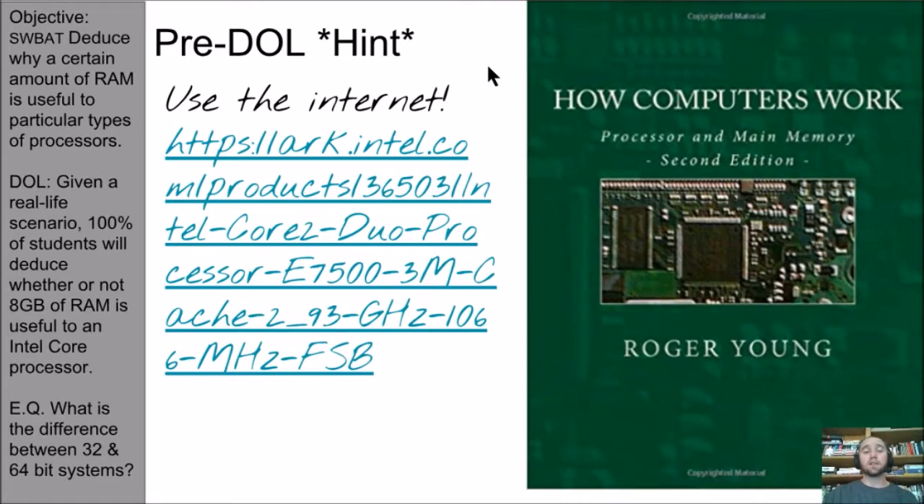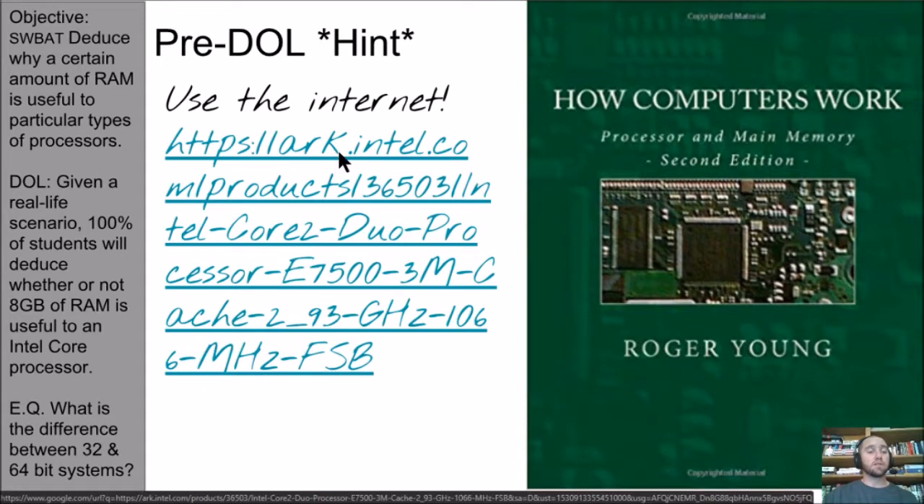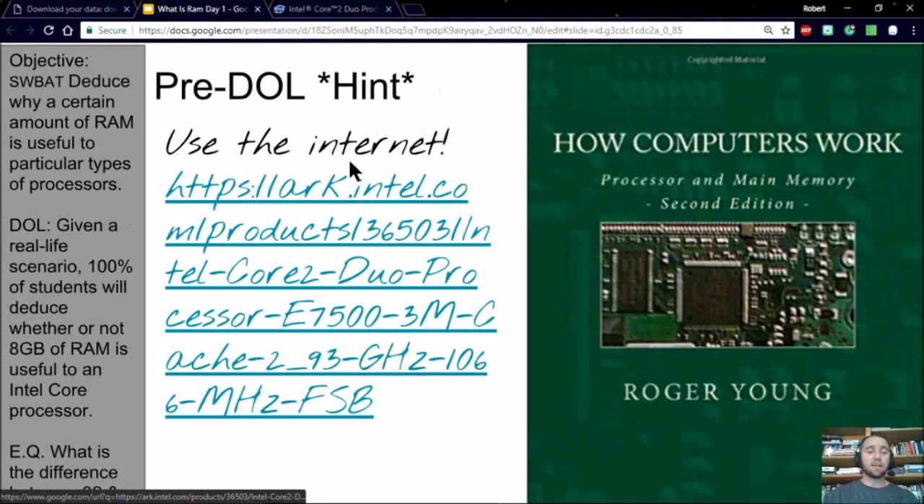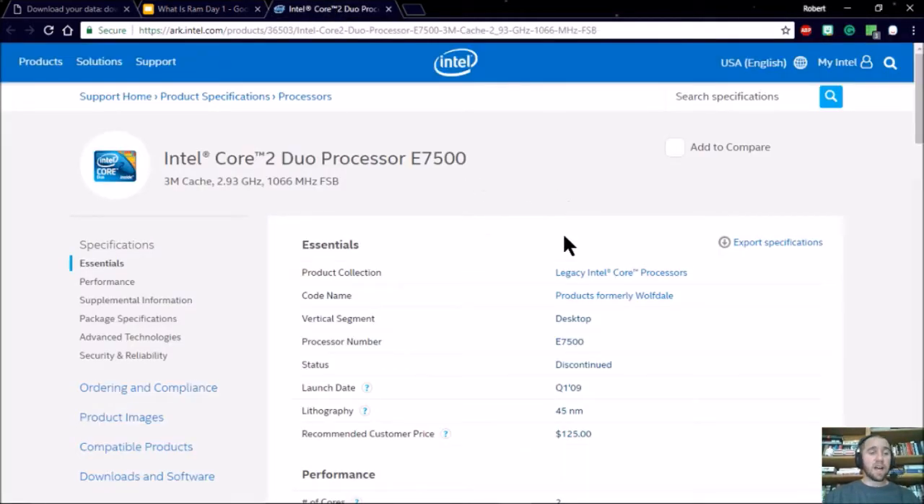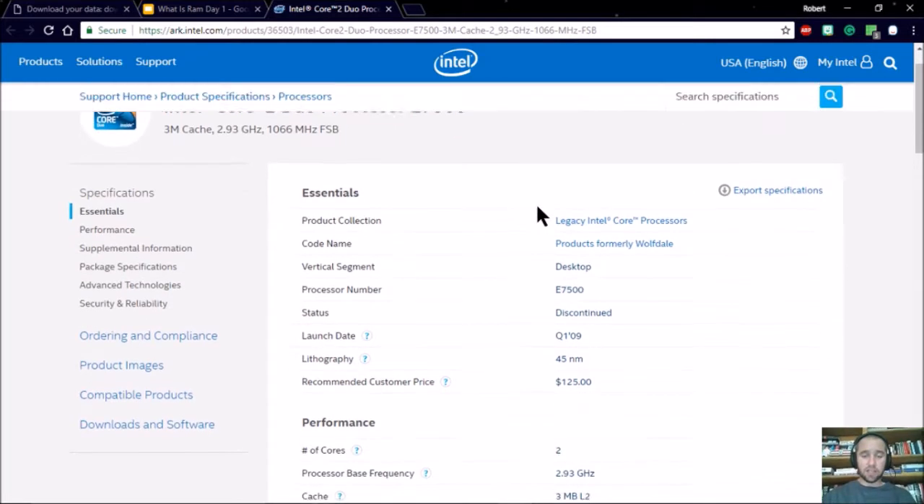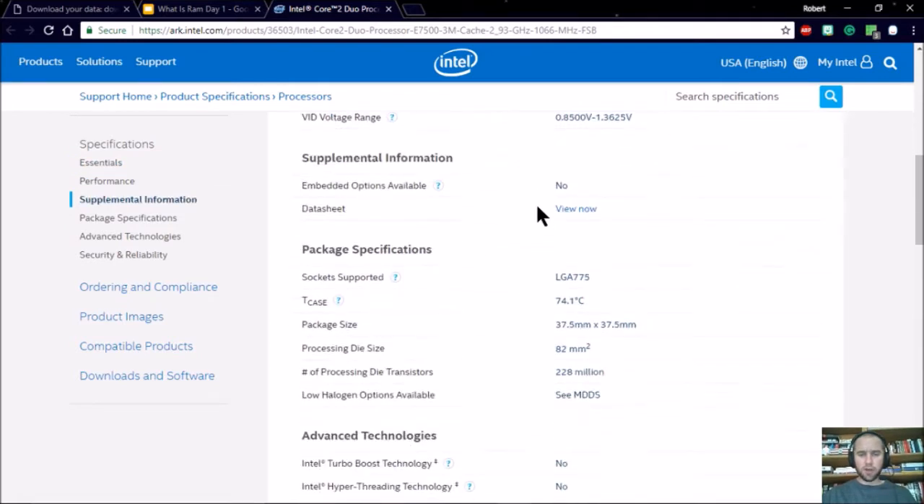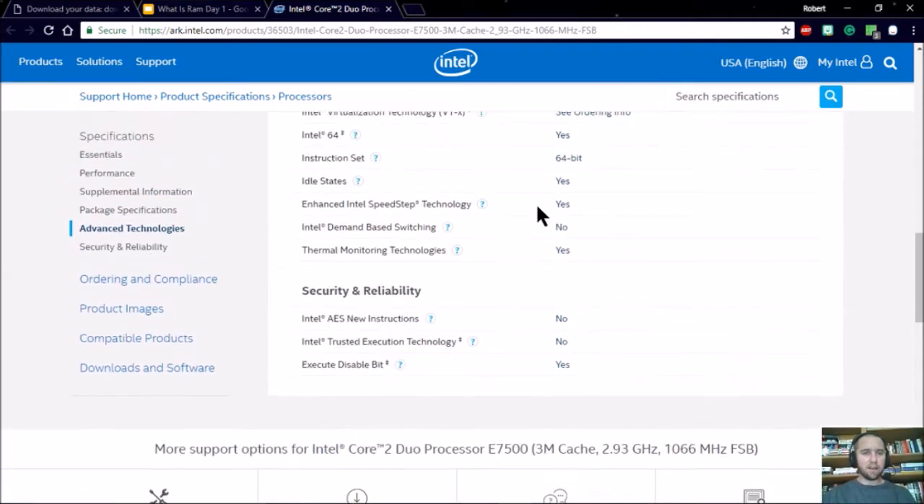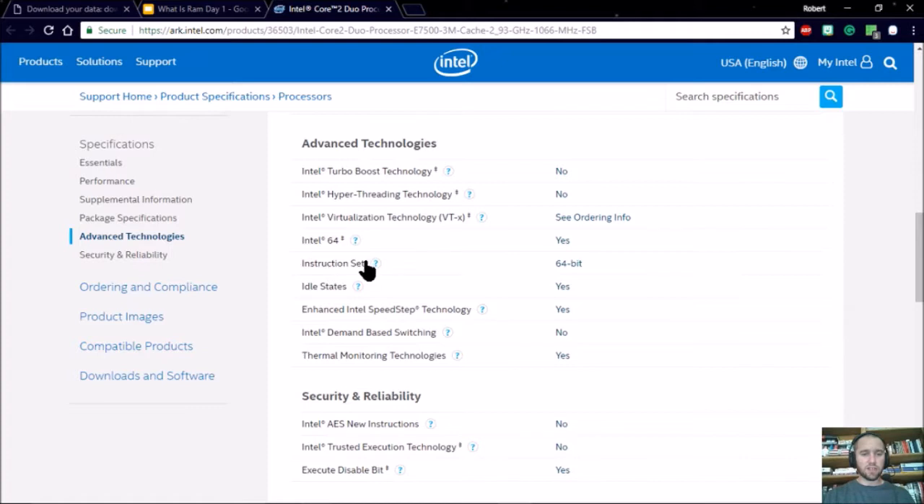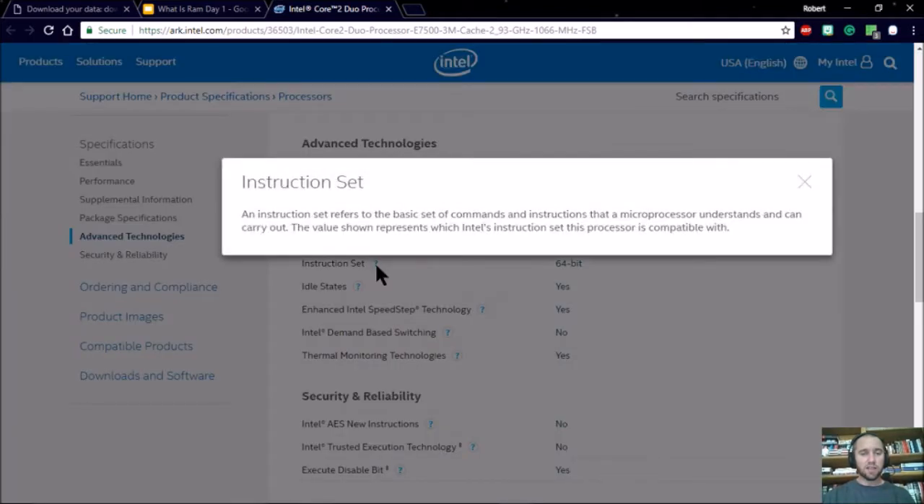Here's a quick hint for your DOL. What you'll want to do is a little rapid research here. If you were to click on this link I'm providing, you'll go to a website that looks like this. This is kind of like a link to a data sheet. So this is the Intel Core 2 Duo processor. There's just a lot of helpful information for you to look at. And notice right here it says instruction set. Then it says how many bits the instruction set is.